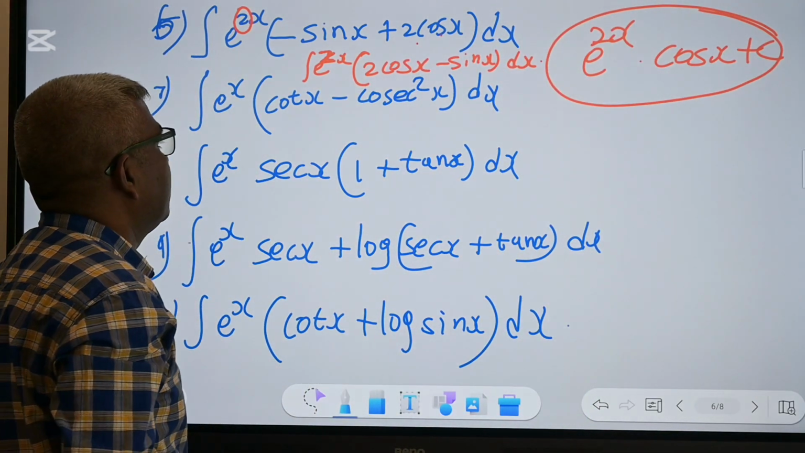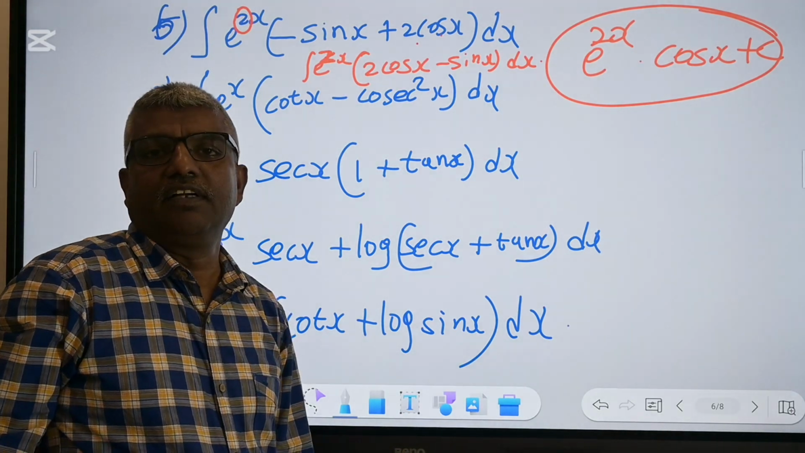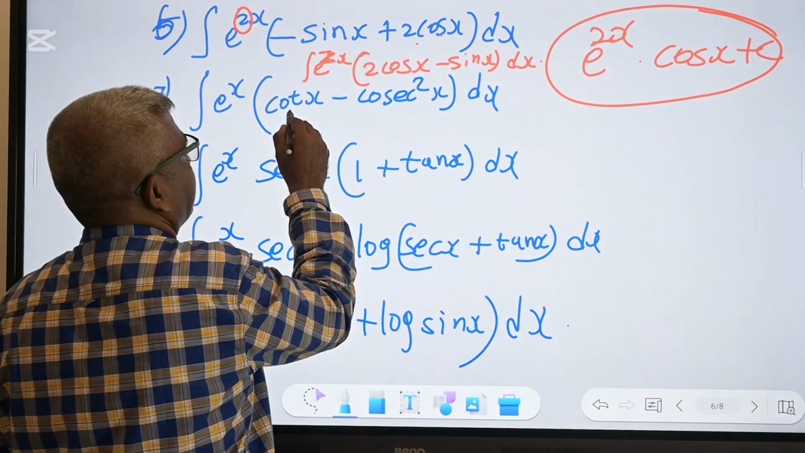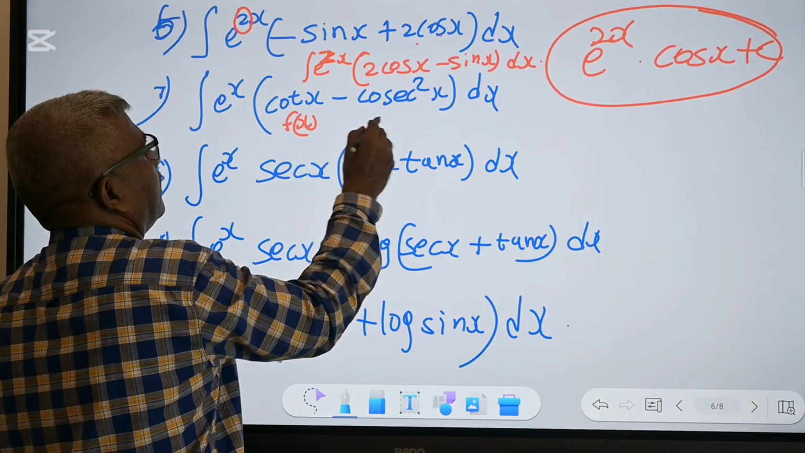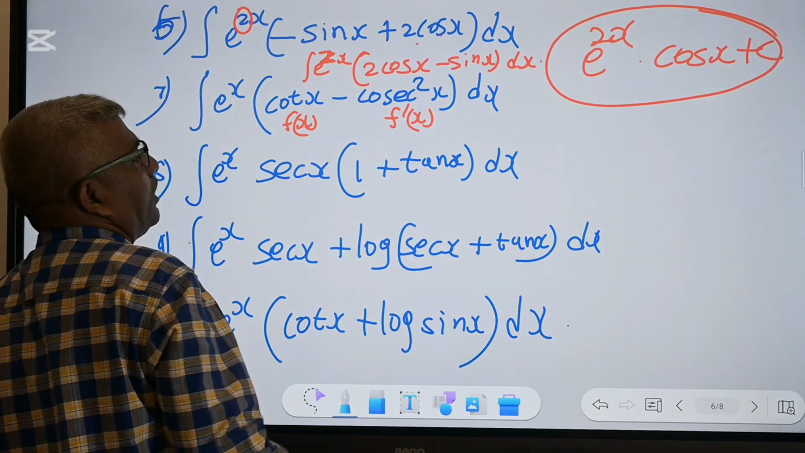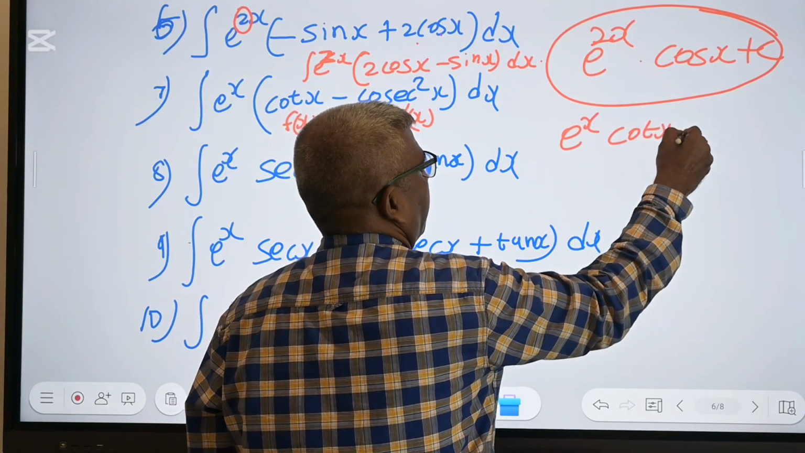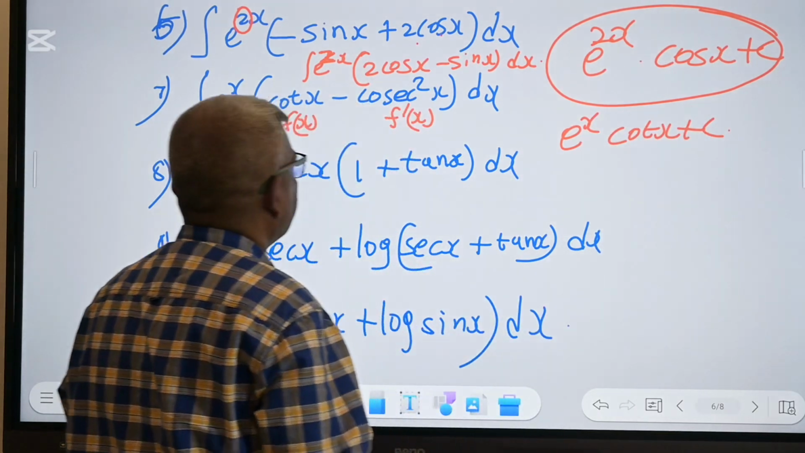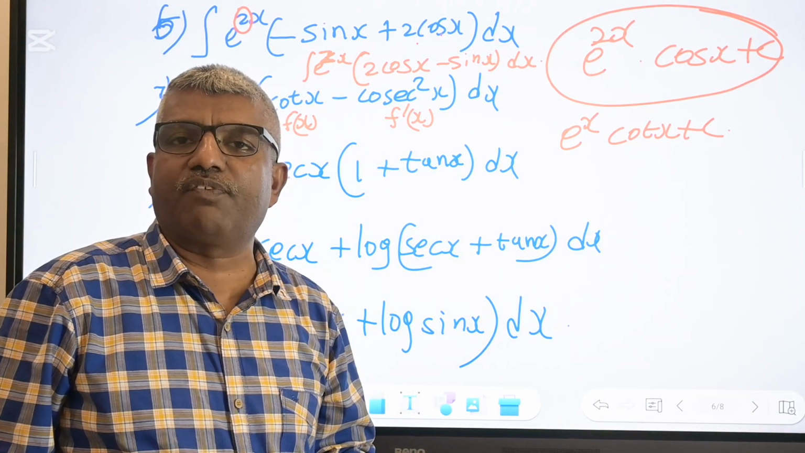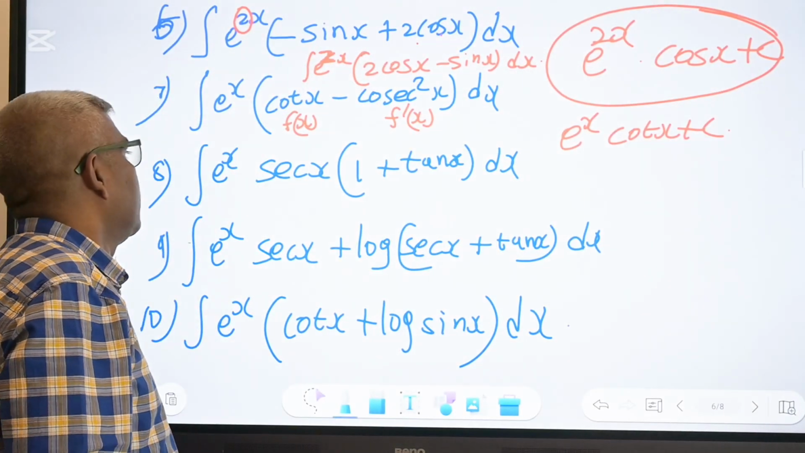Question number 7, e power x cot x minus cosecant squared x. Cot x if you differentiate, minus cosecant squared x. Very simple. It is f of x, this is f dash x. So e power x cot x plus c. Tan x if you differentiate, secant squared x. Cot x if you differentiate, minus cosecant squared x. They gave it very simple.